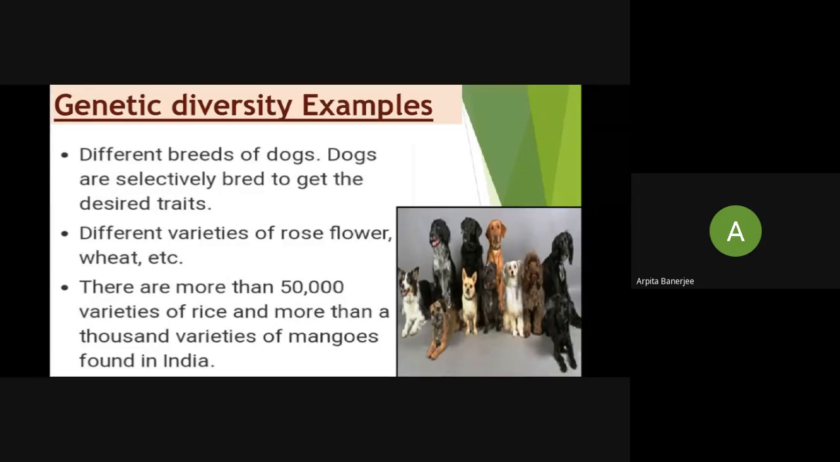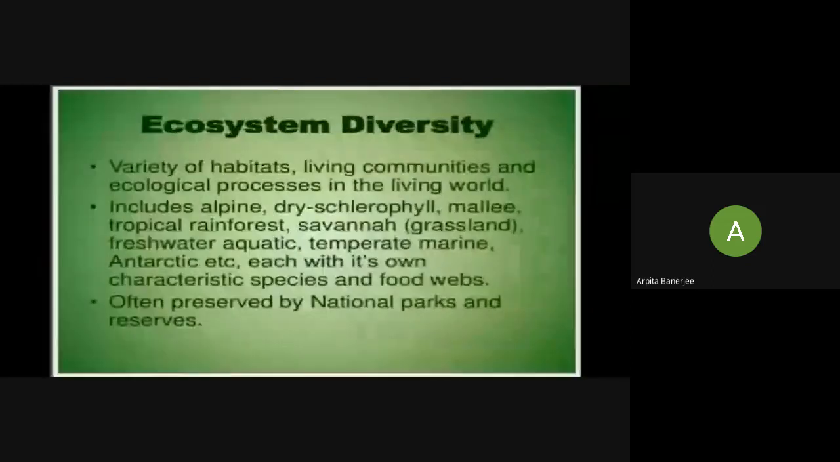Next, we will discuss ecosystem diversity, or we may say habitat diversity. It is the variety of habitats, living communities, and ecological processes in the living world, and includes alpine, dry sclerophyll, mallee, tropical rainforest, savanna, freshwater, aquatic, temperate, marine, Antarctic, etc. Each of these habitats has its own characteristic species and food webs, often preserved by national parks and reserves.